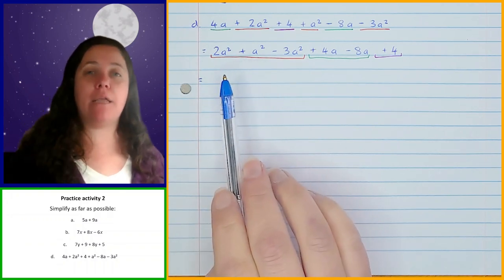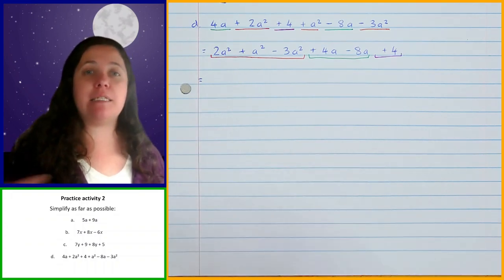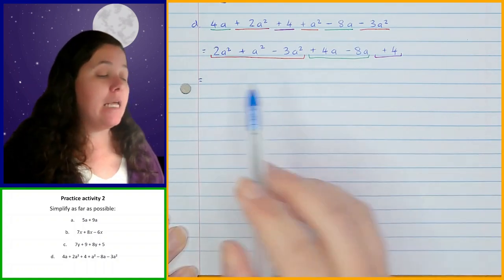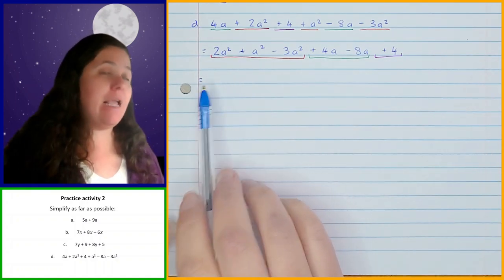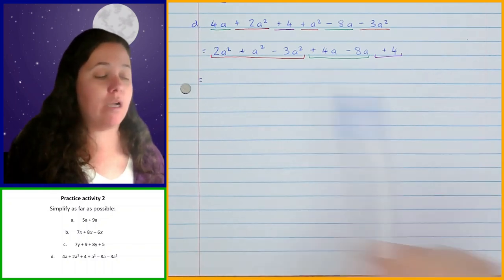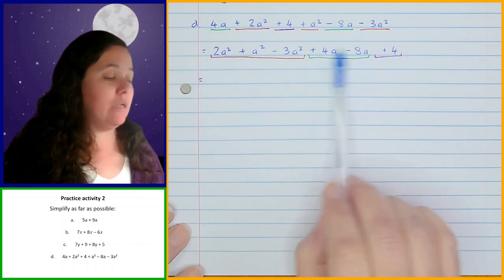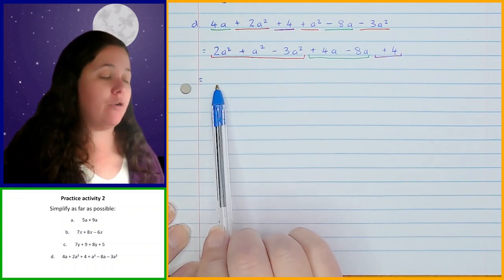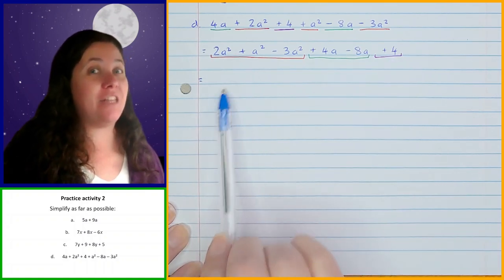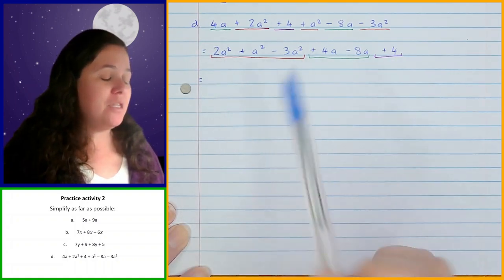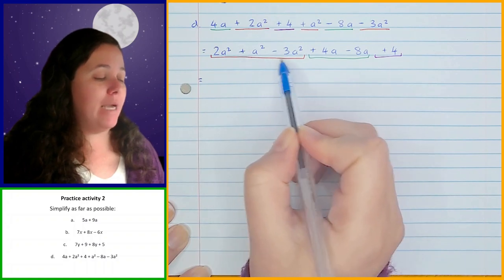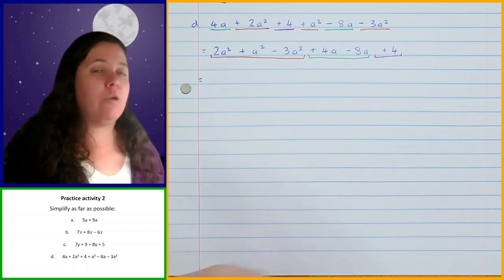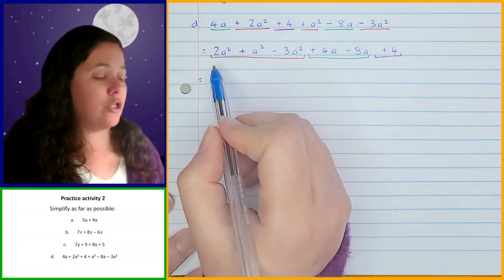And then I take away three a squareds. So how much is left? There's none left, so I don't need to write zero a squareds. I can just leave it out. The only time you would write zero is if everything has cancelled out and there is nothing else to write. But I'm still going to be dealing with the a's and the constant, so I'm not going to write a zero at this point. I would only write a zero if I get to the end and I still haven't written anything. So 2a squared plus a squared minus 3a squared is zero. I have zero a squareds left, so I don't need to write anything for that.